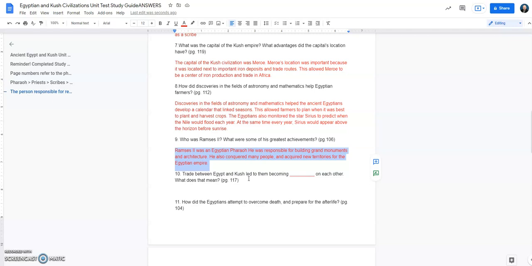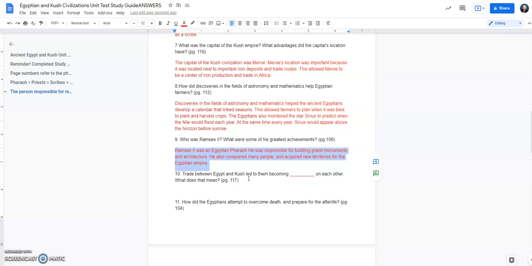He also conquered people and acquired many new territories for the Egyptian Empire. So he not only expanded their territory, but he built really cool stuff on top of that territory, right? So Ramses was an important guy. Question number 10. How trade between Egypt and Kush led to them becoming blank on each other.